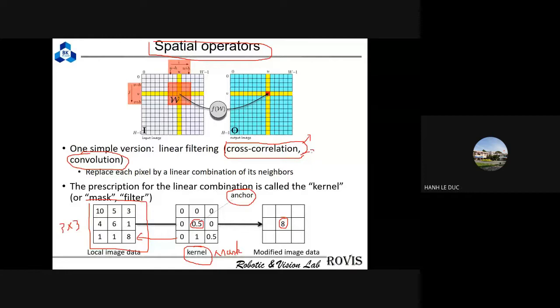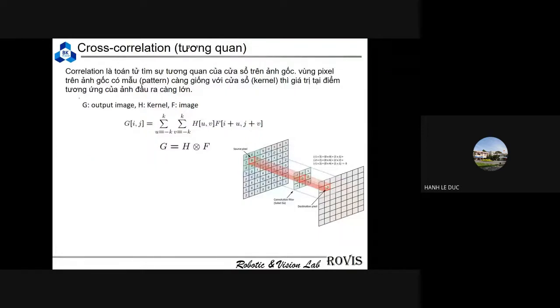Tương quan. Convolution is for image filtering. Convolution, this is tích chập. Okay, so how does it work? Let's look at the mathematics. First is cross correlation. Cross correlation, the name is like tương quan. From the name you can imagine what this function does, right?